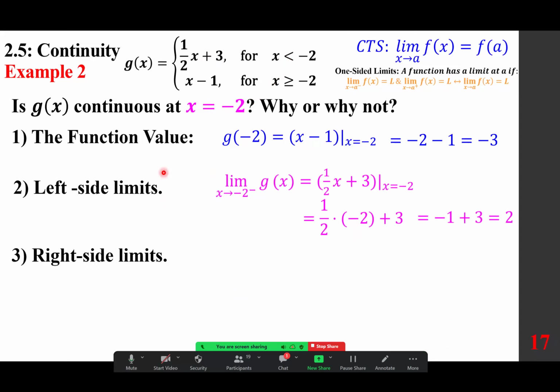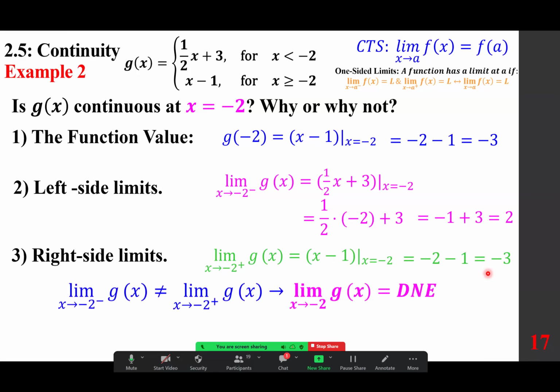For the right side, the one which is larger than, we use this one. And when we plug in, we get negative 3. Clearly, the limits from the left and right are different, therefore the limit does not exist. Because the limit does not exist, the function is not continuous at x equals negative 2.